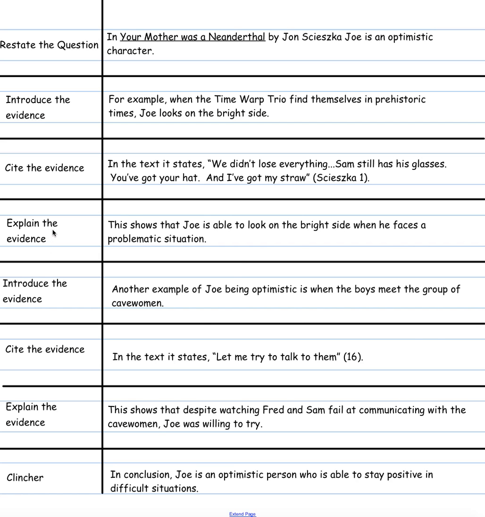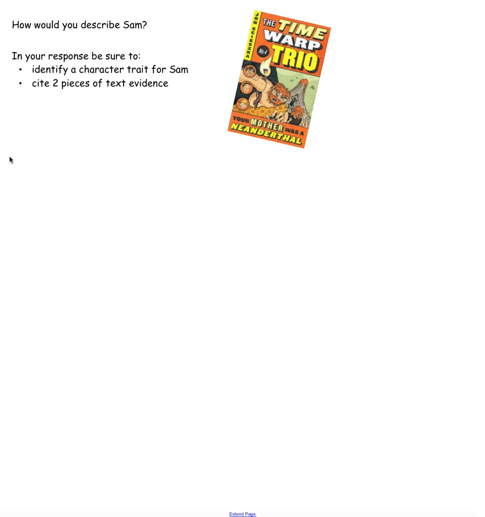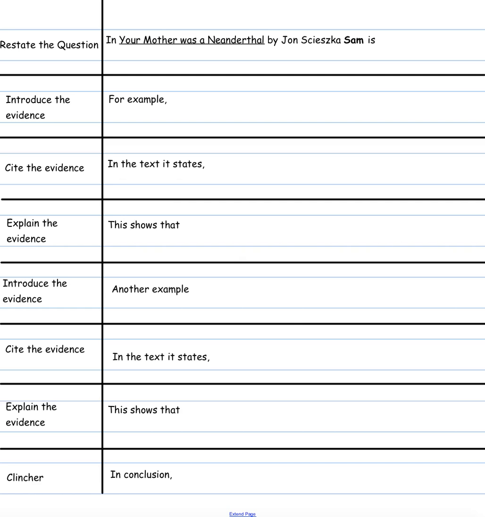So now that you've watched me plan out a response for Joe, you're going to try planning out a response for Sam. So how would you describe Sam? In your response, be sure to identify a character trait for Sam and cite 2 pieces of text evidence. You're going to be working with this same 2-column note that I've just used for Joe. If you would like to go back and rewatch this video or pause it at any point, you can absolutely use this as a model to help guide you through your writing.